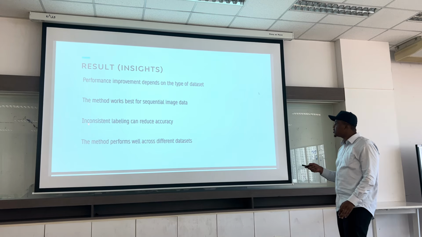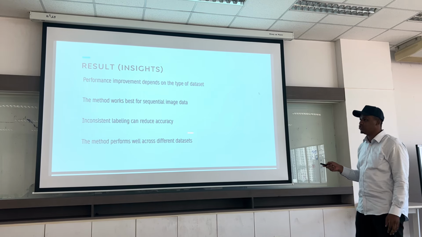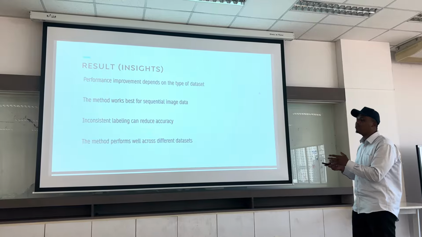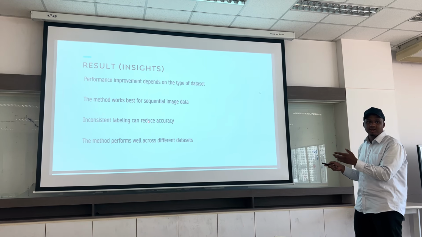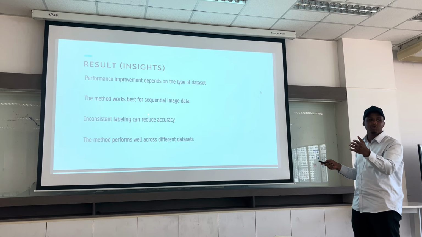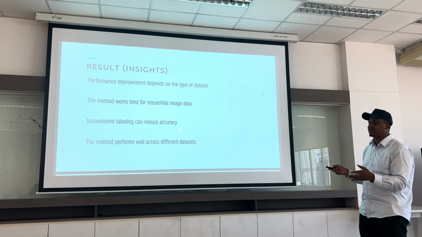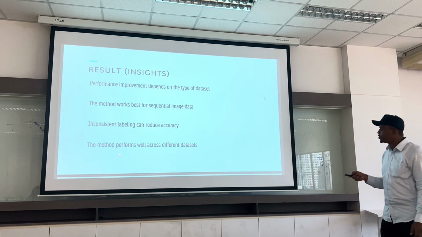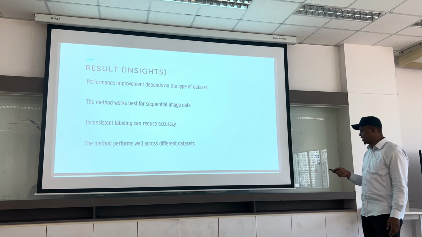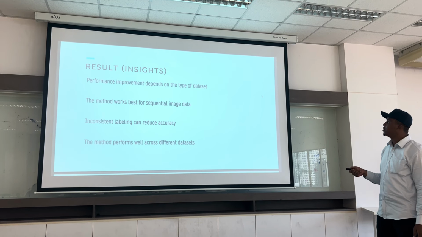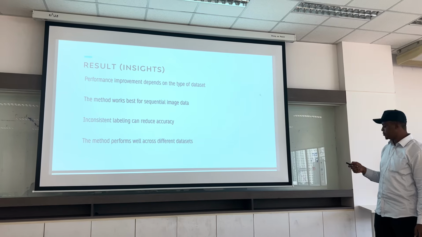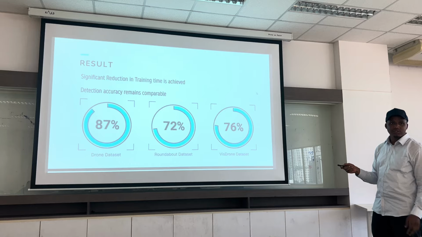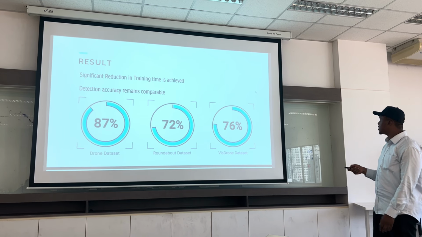Inconsistent labeling can reduce accuracy. This was observed while they were conducting the experiment. In some cases, you have data labeled as maybe a car, and then the next one is labeled as a vehicle. When you have that, it can reduce detection accuracy as well. And the method performs well across different data sets, as we have seen from the previous slide. You have seen the different data sets that were used: the drone, the roundabout, and the visitor.